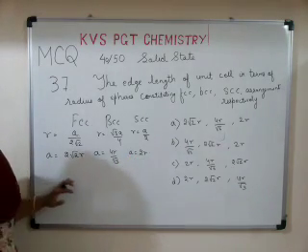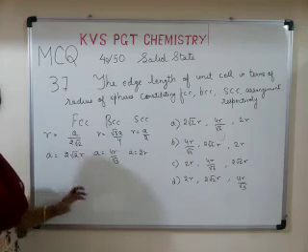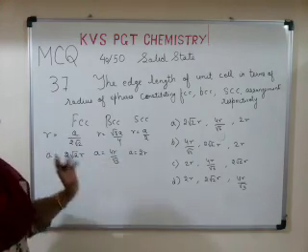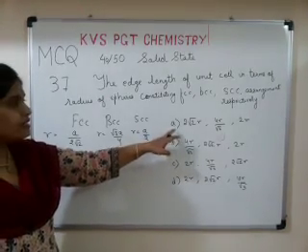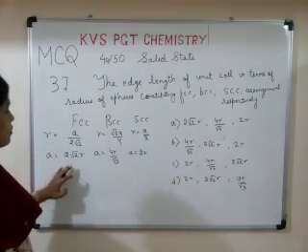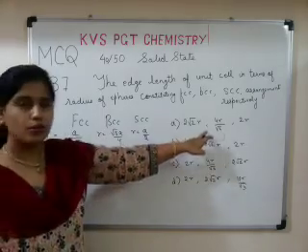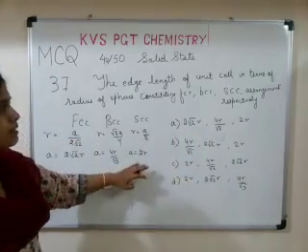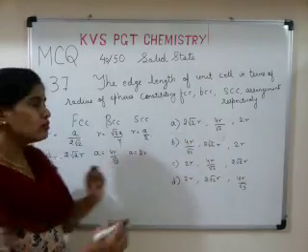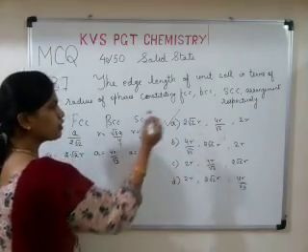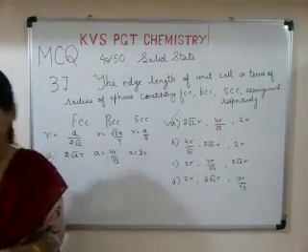So let us verify the answer with the given options. We see that in option number 1, the edge length is given by 2 root 2 R in FCC cell. In BCC it is 4R upon root 3 and in the simple cubic cell it is 2R. So we have the correct answer as option number A.